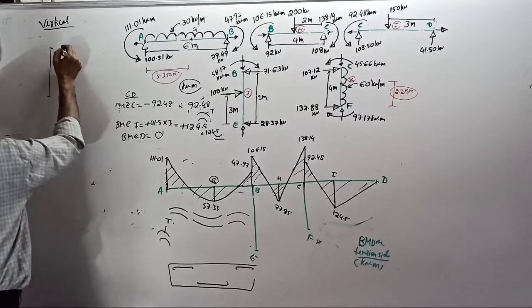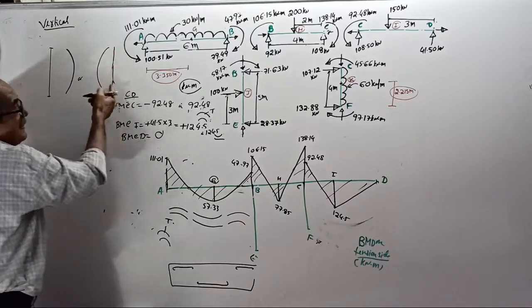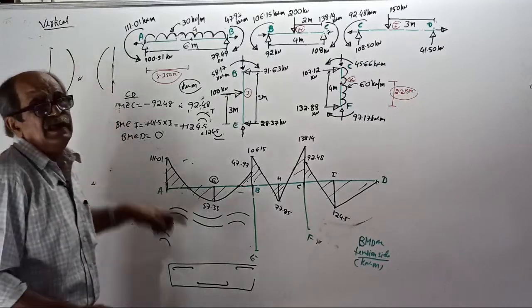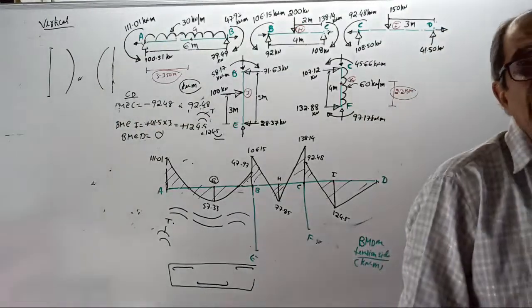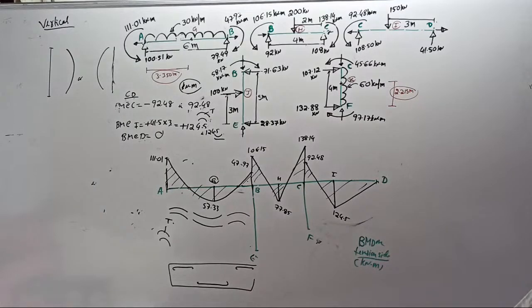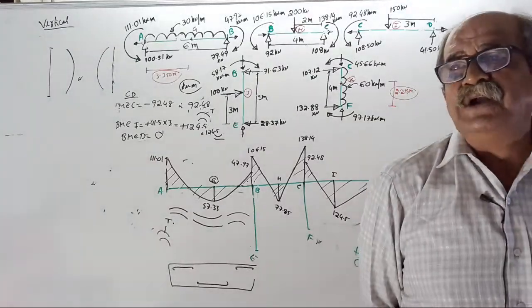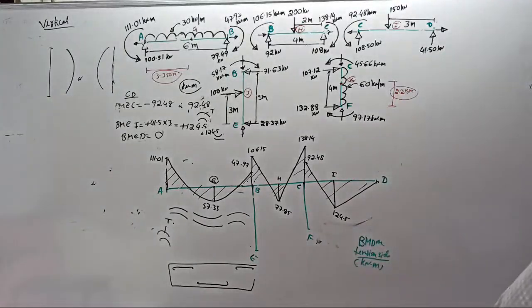A vertical member can bend like this, or a vertical member can bend like this. Can you tell the hogging, sagging? Will it be clear for a vertical member? No. But will the BMD on the tension side be clear? Yes or no? If you tell the BMD on the tension side, then it will be clear.